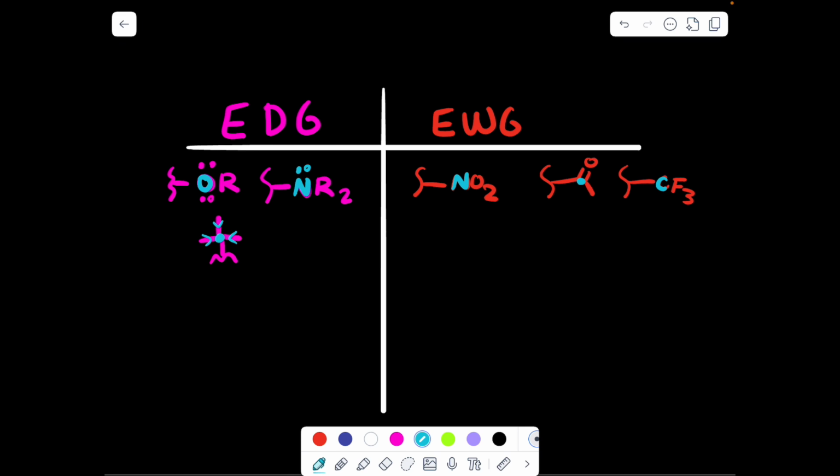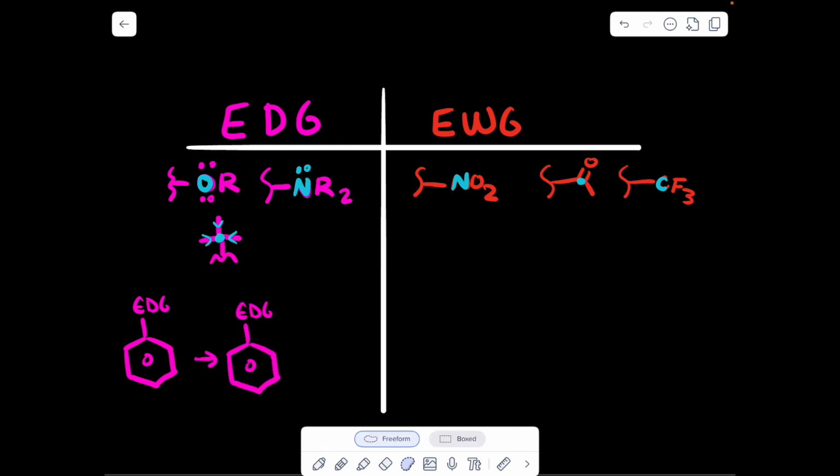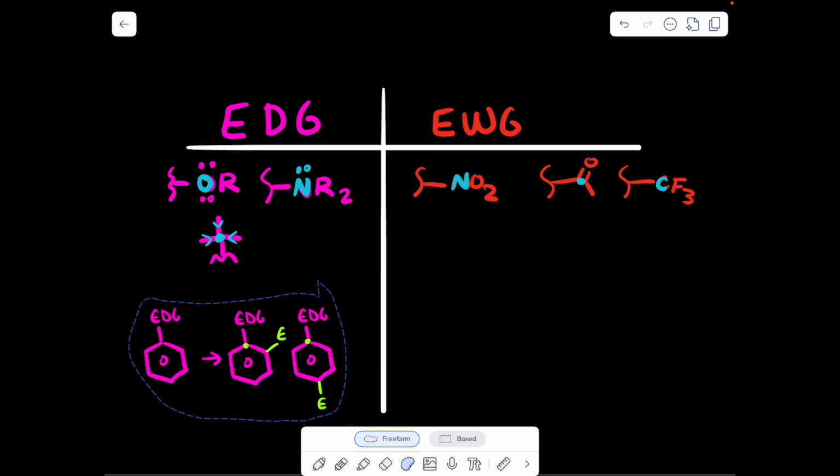So when you have an electron donating group on the benzene ring, your products are always addition to the ortho or the para, where the ortho stands for right beside me, and the para is right across from me, where me is the carbon with this donating group. So E would go either there or there if you have an electron donating group on your benzene ring.